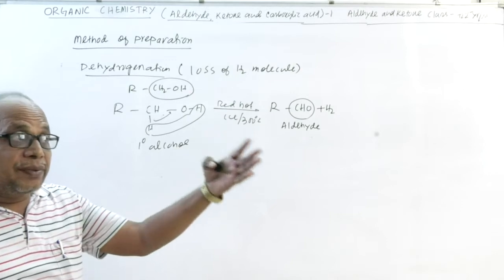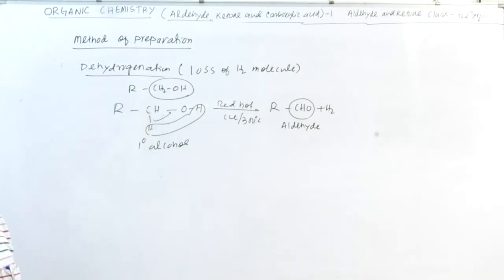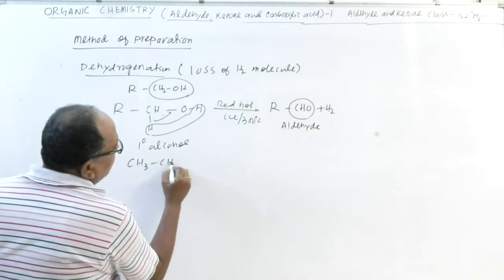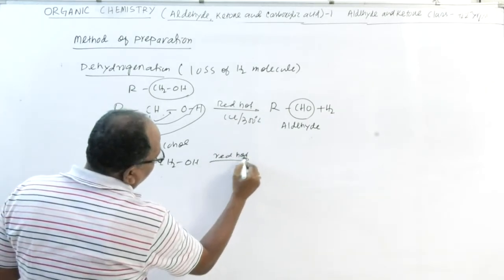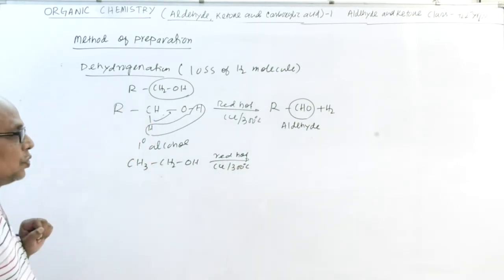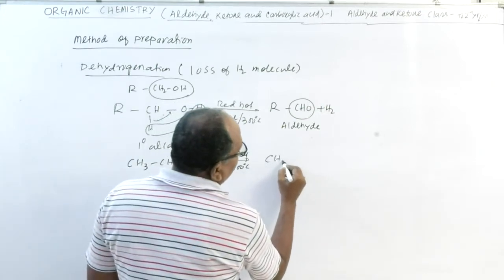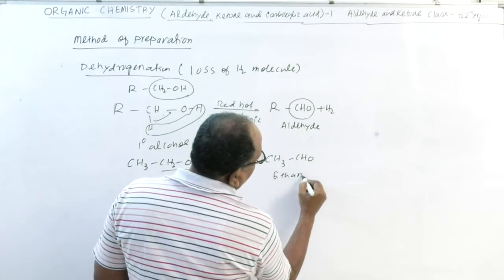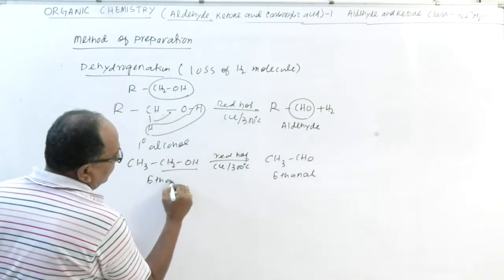In oxidation it is addition of oxygen, but in this case it is removal of hydrogen. Suppose you take CH3CH2OH and pass it over red hot copper at 300 degrees C. What will happen? This group gets converted into CH3CHO. This is called ethanol, ethanal.